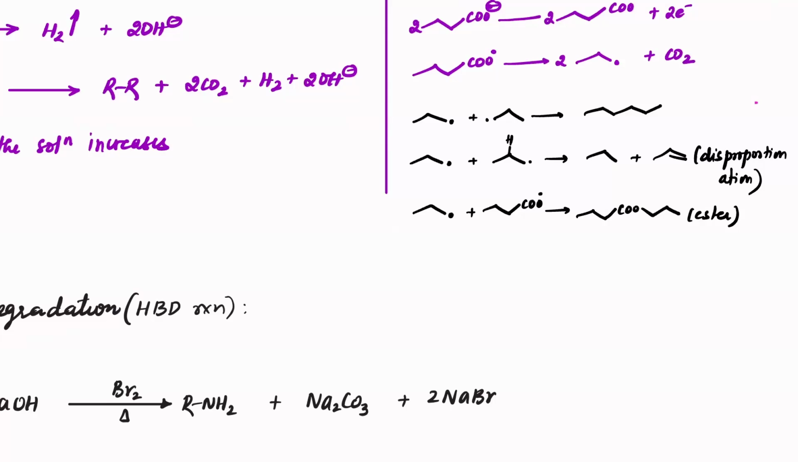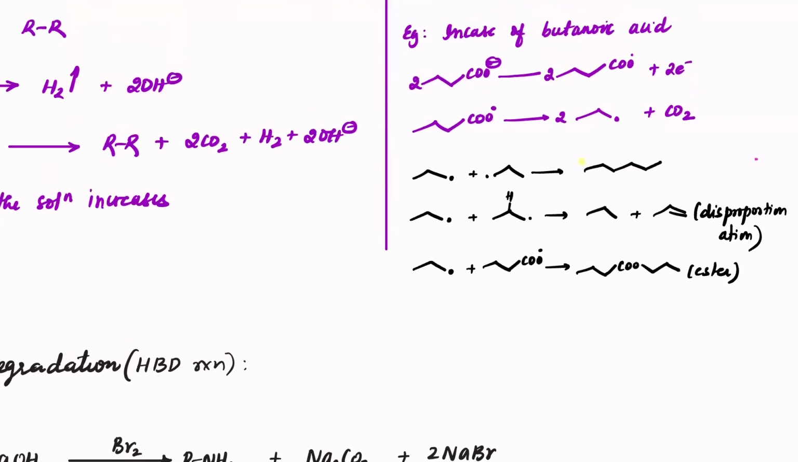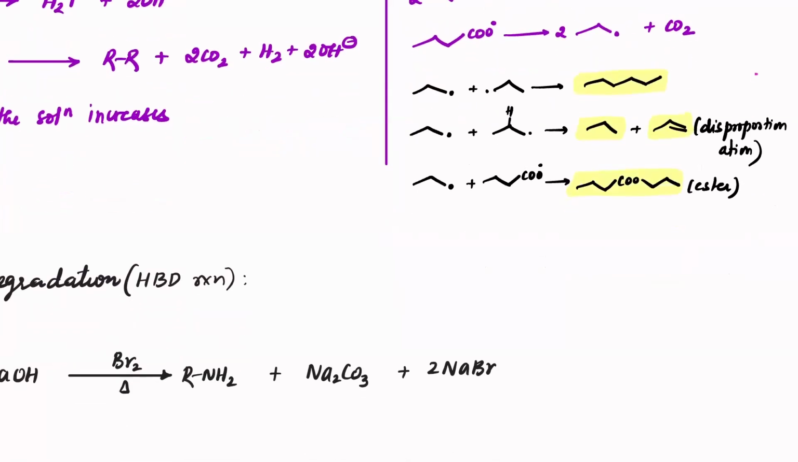So we need to report this as well. If the question is asked like find the number of products, then this is product 5. If the question is about the number of hydrocarbons, the answer is 3: 1, 2, 3. If the question is about the number of organic products, the answer is 1, 2, 3, 4. So you need to consider the ester also. So don't get confused here. These are the products that you need to mention.